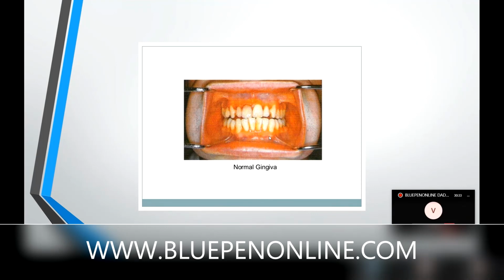There is one frenum present, which is called labial frenum, the center one. Then this is buccal frenum, and here also we have buccal frenum, the one that's connecting the teeth to the cheek. These four.